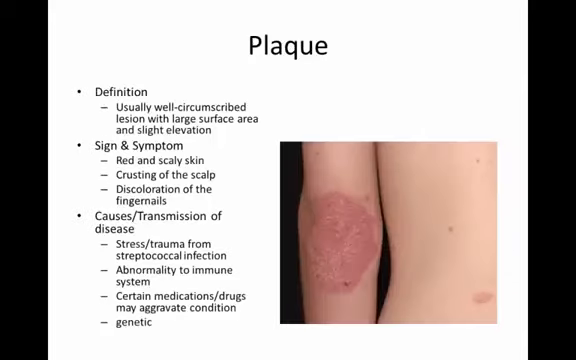A plaque is a usually well-circumscribed lesion with a large surface area and slight elevation. Signs and symptoms include red and scaly skin, crusting of the scalp, discoloration of the fingernails. Causes or transmission of the disease include stress or trauma from streptococcal infections, abnormality to immune systems. Certain medications and drugs may aggravate the condition. This may also be genetic.